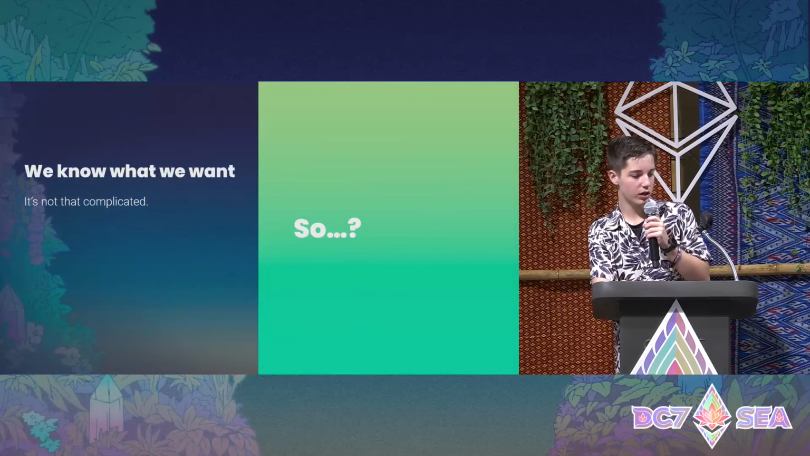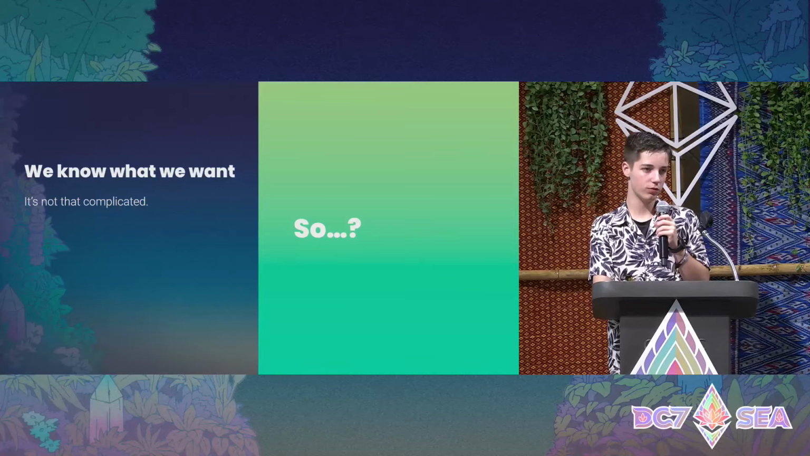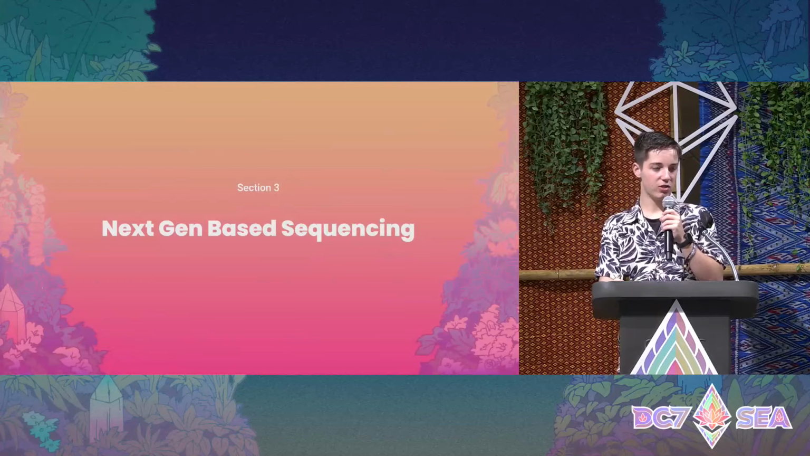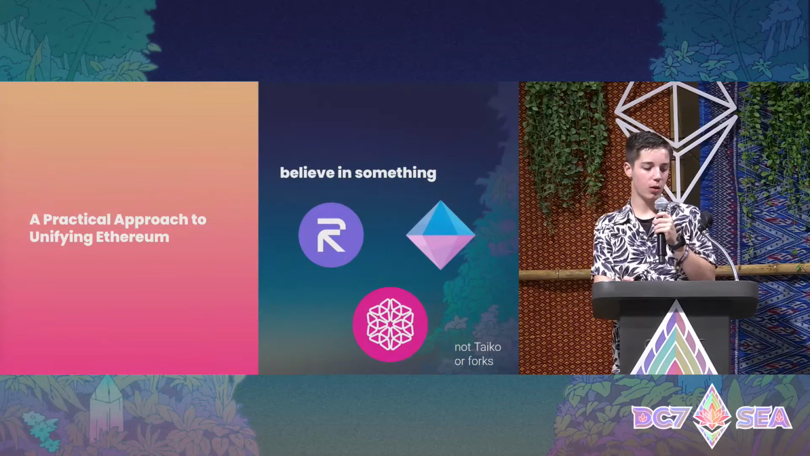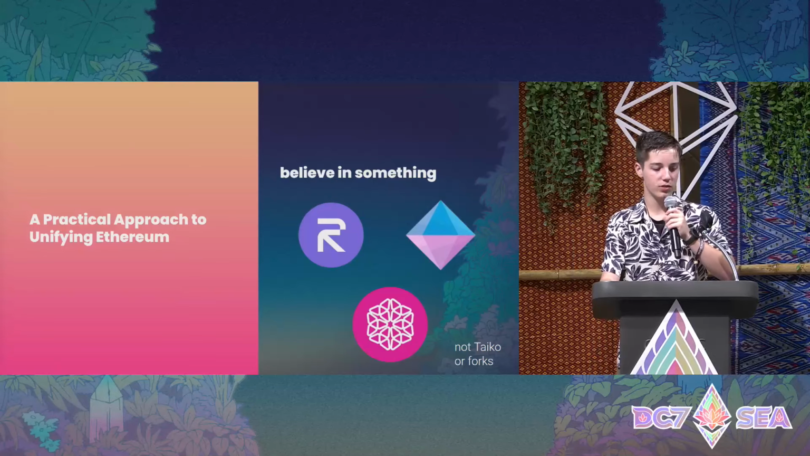So we know what we want. It's not that complicated. We want fast things, we want cheap things, and we want everything to feel like one chain for developers and for users. Getting there. Next generation based sequencing. This is the subject of these 3 companies up here. This is kind of the industry that we're in. This is Rise, Spire Labs, and Taiko Gwyneth.